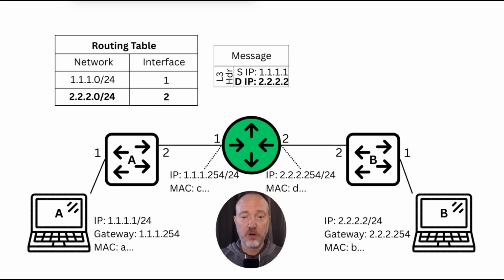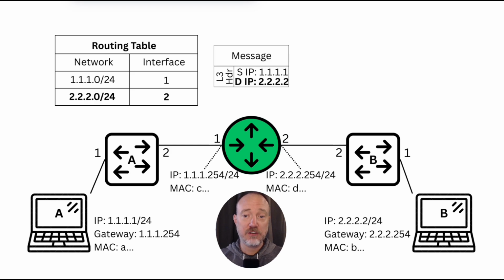There's one network, which is the 1.1.1.0/24 network, and that is connected off port 1 or interface 1. And then it also knows of the 2.2.2.0/24 network, and that's connected off port 2. So now the router knows, in order for me to forward this packet to its layer 3 destination, I have to send it out port 2.